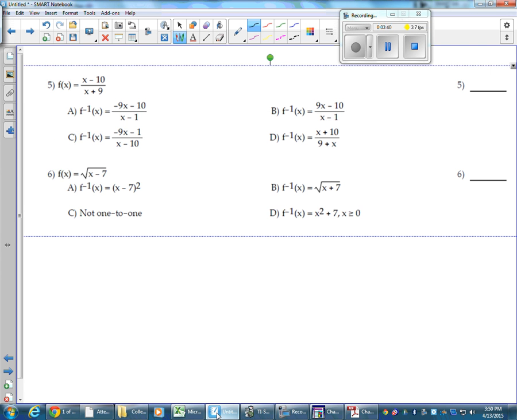So what I'm going to do is have x equals y minus 10 over y plus 9. So I've got to solve this for y. The first thing I'm going to do is multiply both sides by y plus 9.